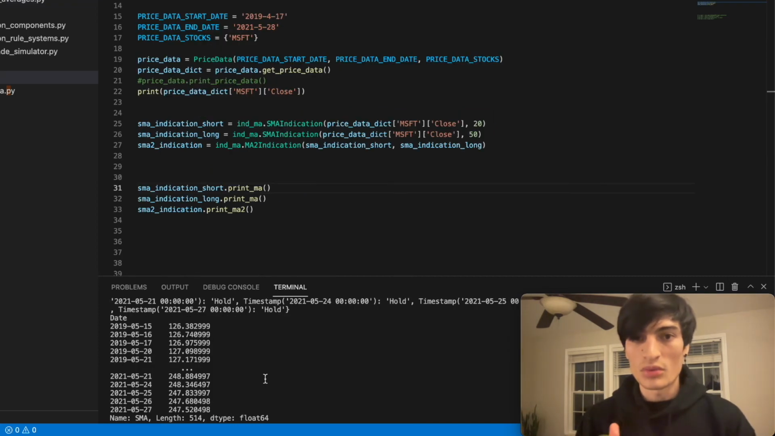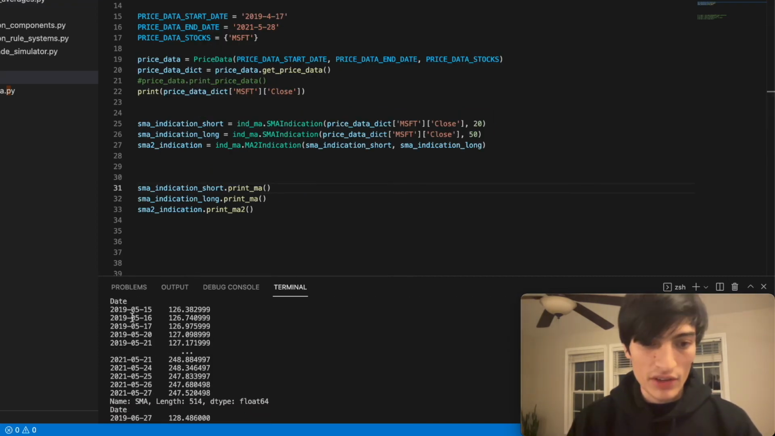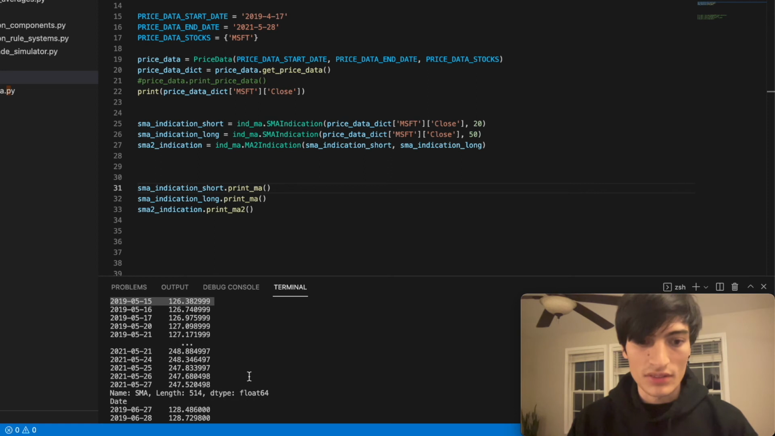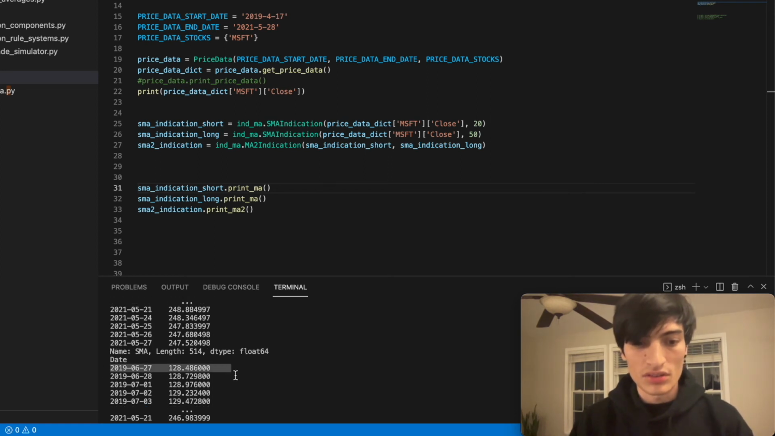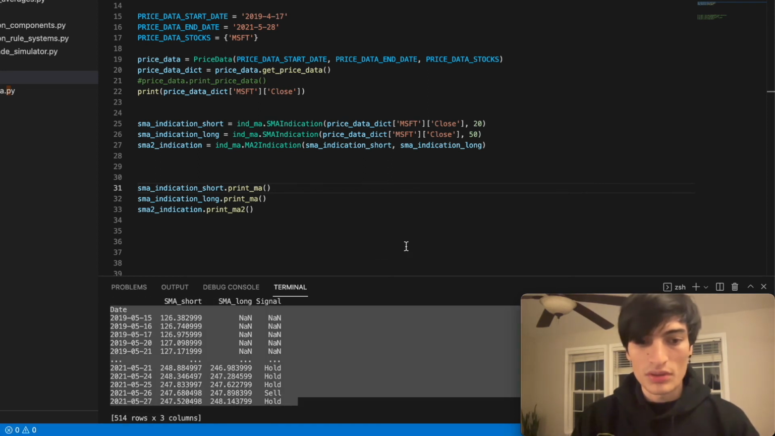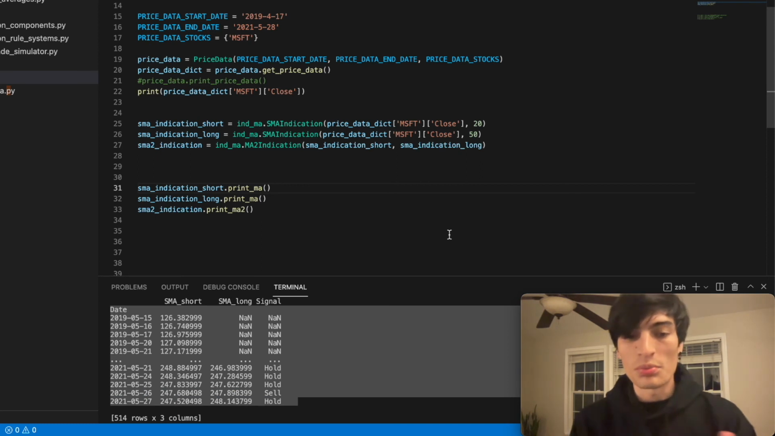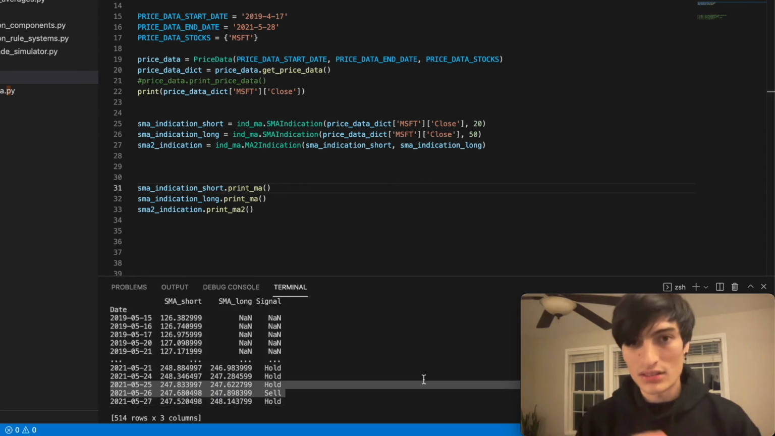So last, we're going to print our moving average and moving average crossovers. Here we have our short moving average starts on 2019-05-15. Our long moving average starts on 06-27. At the bottom, we're printing our MA2 indication, which holds both the short and the long, as well as the buy and sell signal. That's essentially it for this one.